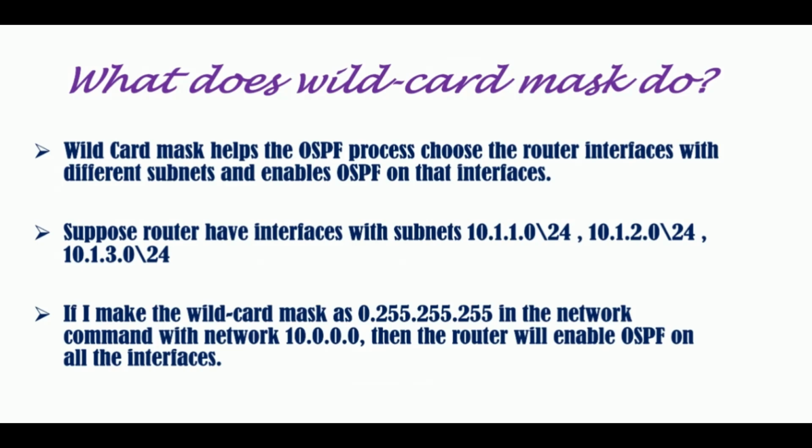What does wildcard mask do? Wildcard mask helps the OSPF process choose the router interfaces with different subnets and enables OSPF on those interfaces. Suppose a router has interfaces with subnets 10.1.1.0/24, 10.1.2.0/24, 10.1.3.0/24. If I make the wildcard mask 0.255.255.255 in the network command with network 10.0.0.0, then the router will enable OSPF on all the interfaces.